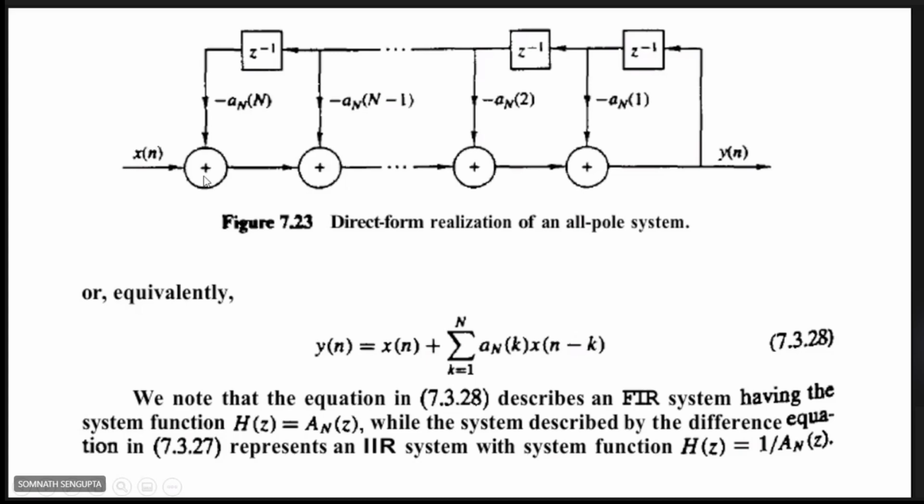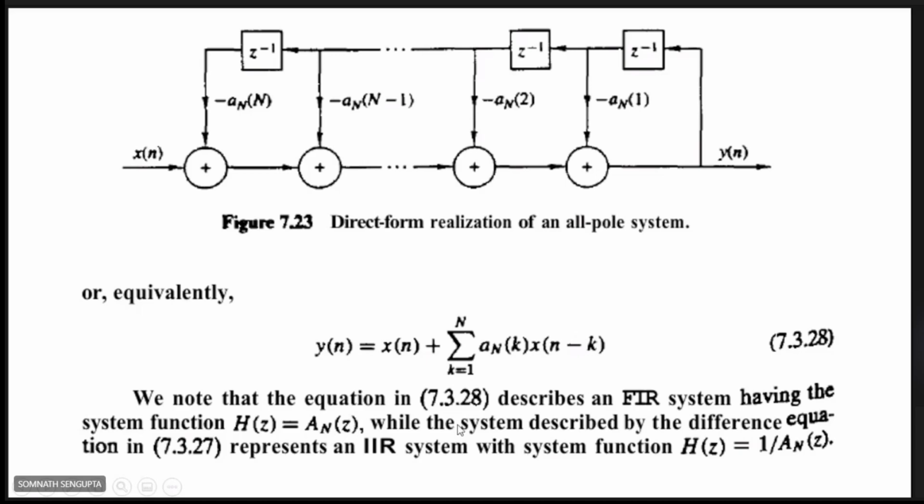Whereas in the FIR system, input is applied to different delay stages, so that we get x of n minus 1, x of n minus 2, like that. Now, we note that equation 7.3.2 describes the FIR system having the system function H(z) equal to A_M(z). Okay, simply it is a transfer function containing the numerator.